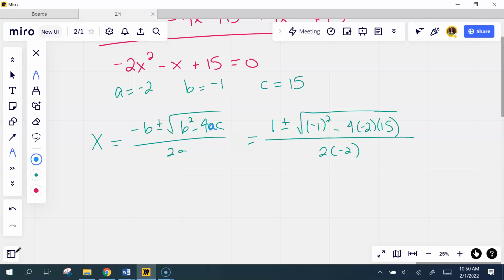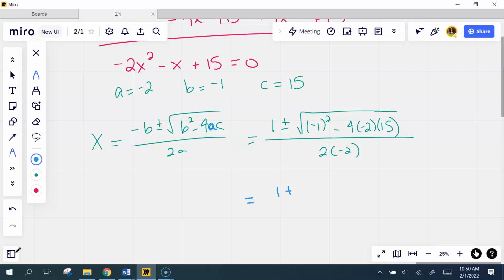AC. I just rewrote the formula. You don't have to rewrite it. I just wanted it referenced there. All right, work under the radical first. Always work under the radical first, because that radical's grouping things together just like a parenthesis.